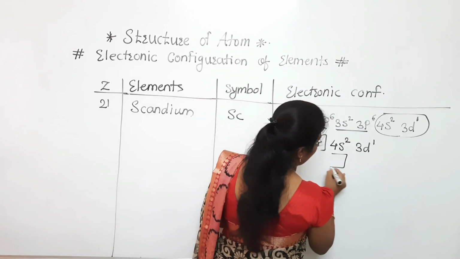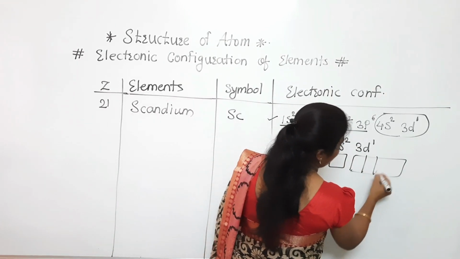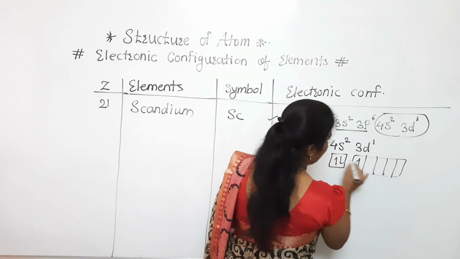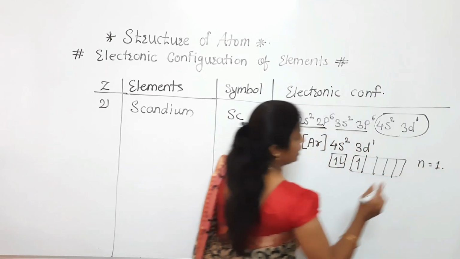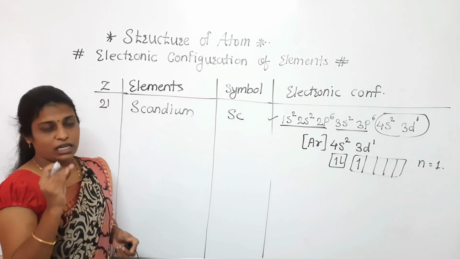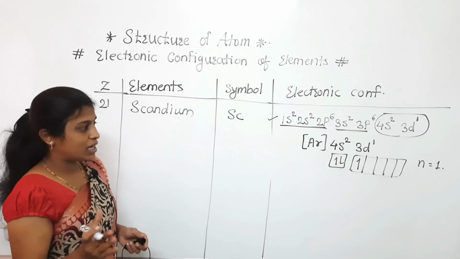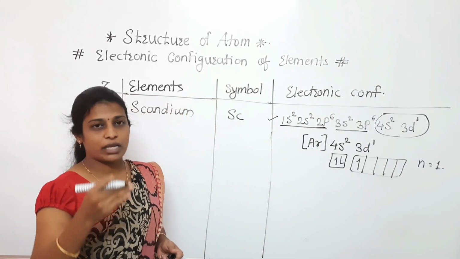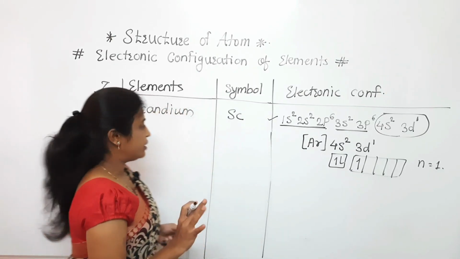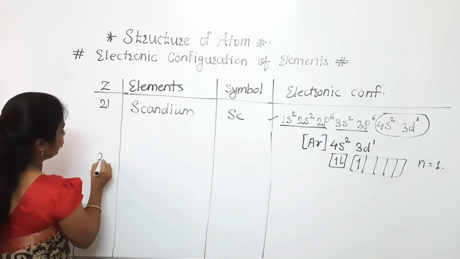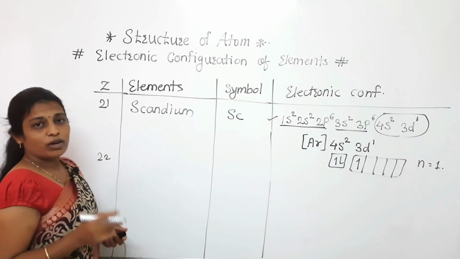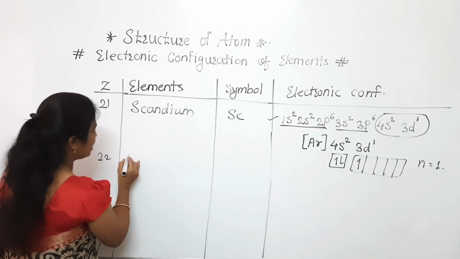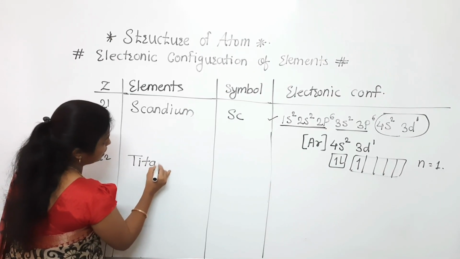So here we can say that 5 orbitals, 1, 2, 3, 4, 5, and n is equal to 1. Like that for each and every element we are going to draw. But at that time I will not explain all these points in detail. We will calculate it and immediately write it there. Now see, here we have completed the first one, that is scandium. The second one is titanium. Scandium, titanium.